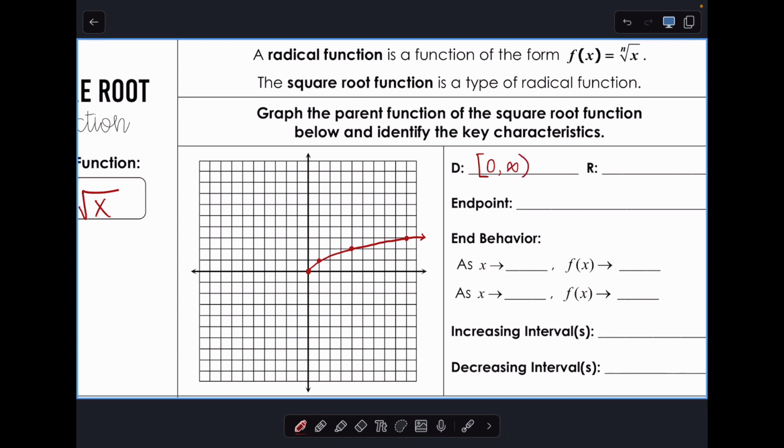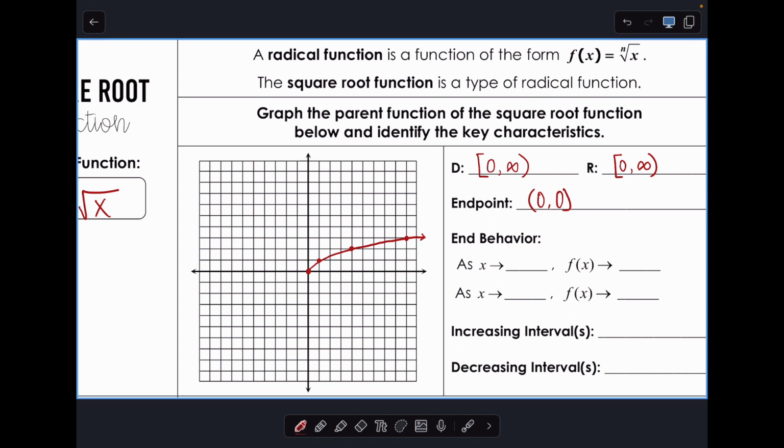Okay, range. The bottom of our graph and then going upward or downward? Upward. Does it have a starting point? Yes. Okay, what's the starting point for range? 0. So same thing, bracket, and then what's our end? Infinity. And is this open or closed interval? Open. Okay. Endpoint is at 0, 0. This is not an interval notation. This is a coordinate point notation. Yes? Okay.